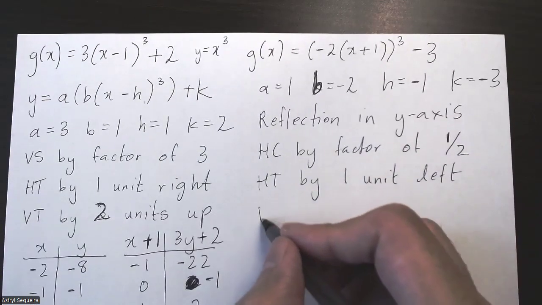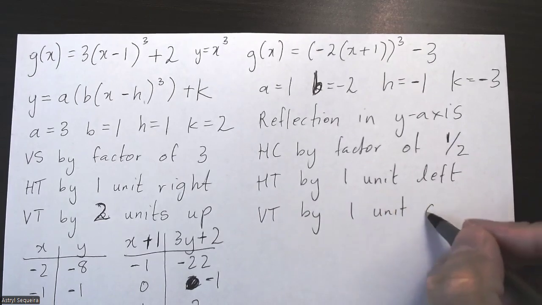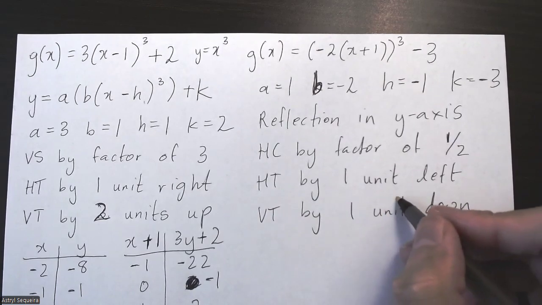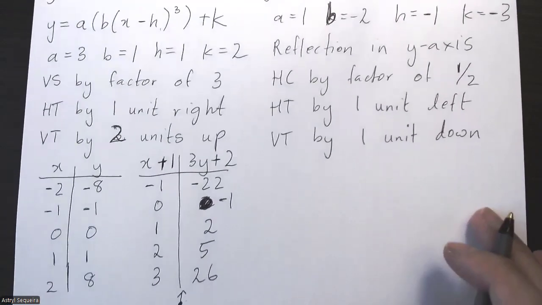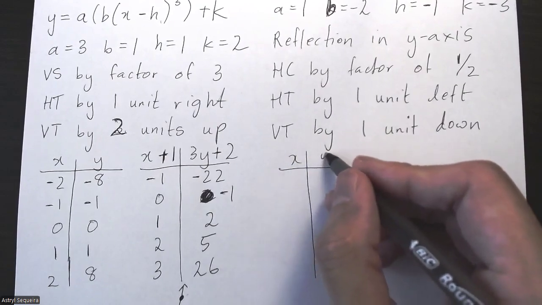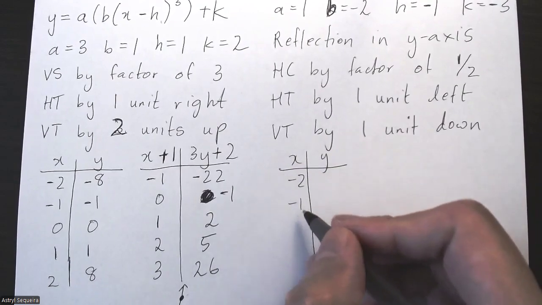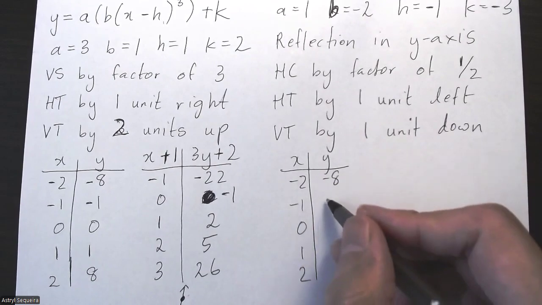K is negative 3, which means we have a vertical translation by 3 units down. I'll do my table of values next. Since it's a cubic function again, the original table is the exact same. Just going to copy that down from there.